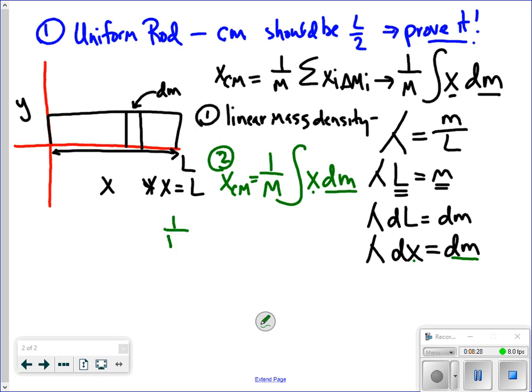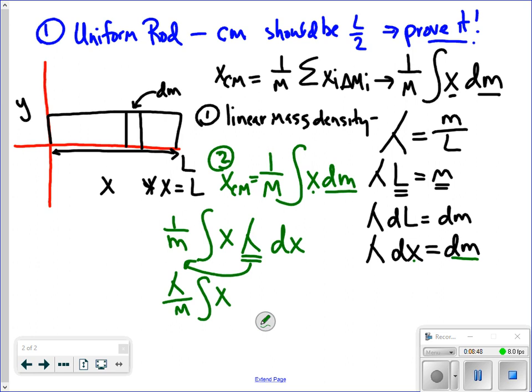So I'm doing 1 over m, and I'm going to put in x lambda dx. Now, lambda is a constant, so we're going to move the constant out over here. We're not going to take the integral of a constant value. So lambda over m integral x dx. Now you are ready to actually take the integral, and then we will multiply through the constant that we had from before.